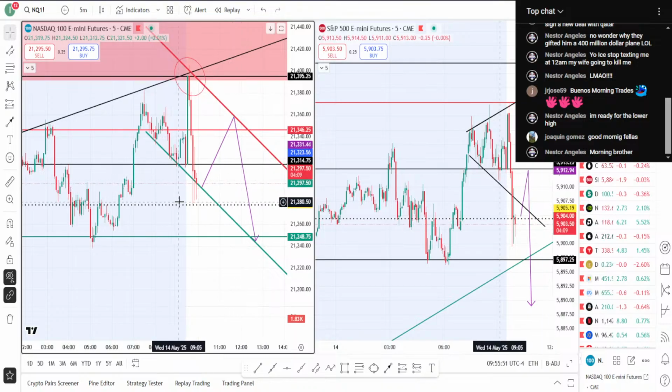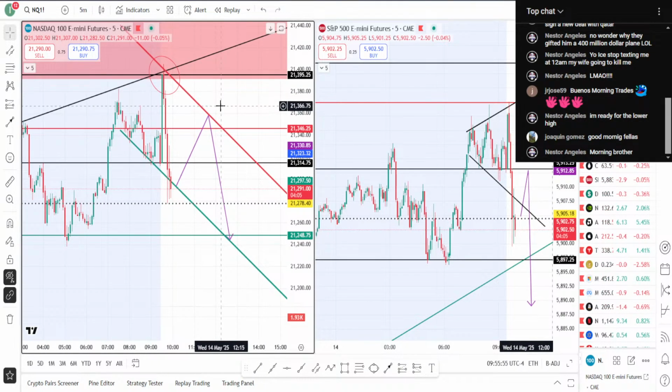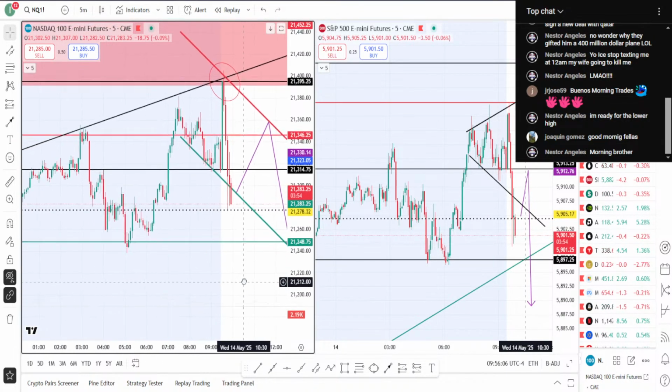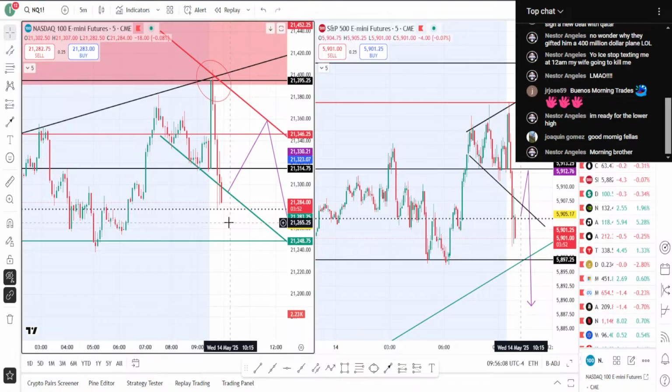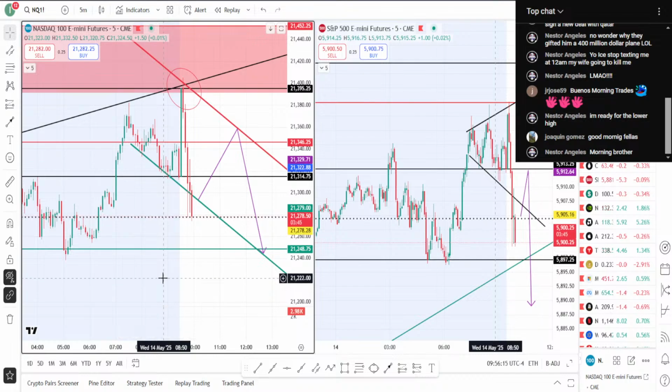But if you don't have the patience, you know, sometimes we have to sit here for over an hour, over 2 hours waiting for one setup. And once that patience starts to run thin, that's when you're like, all right, I'm just gonna jump in. I'm just gonna take a short here. I don't want to be waiting all day for a setup. And that's where you run into trouble.